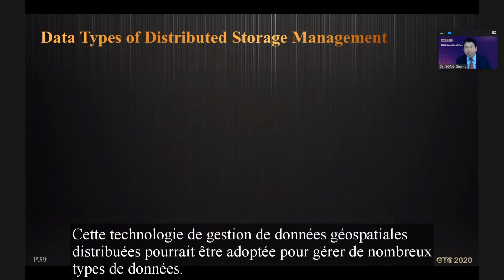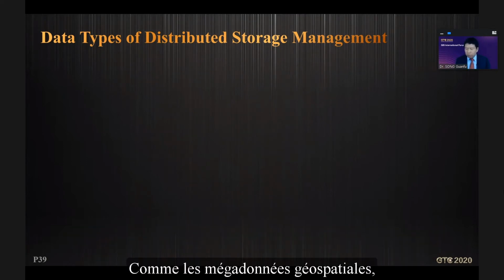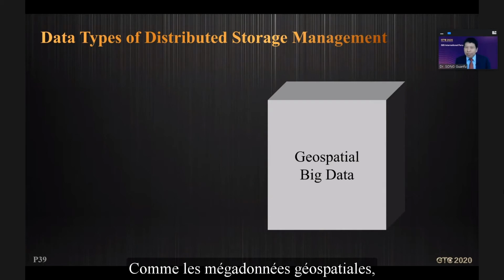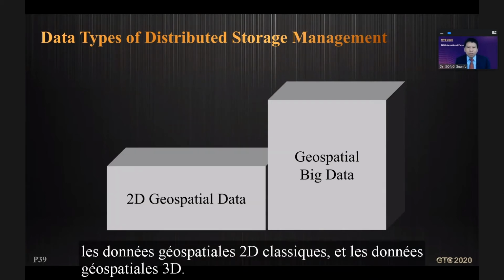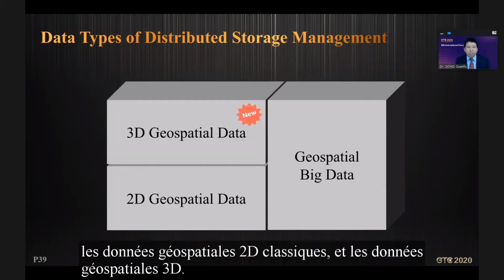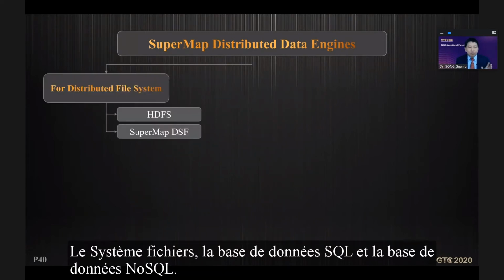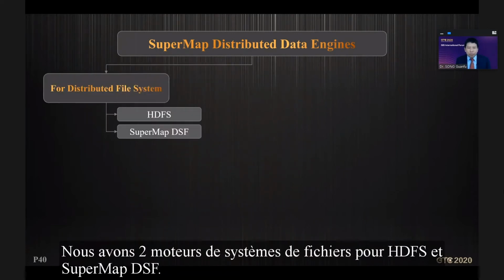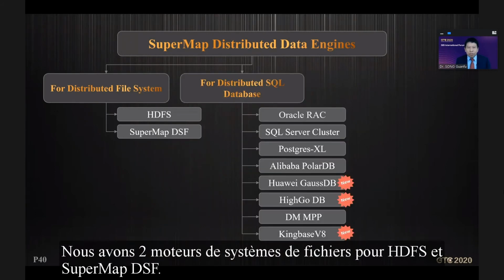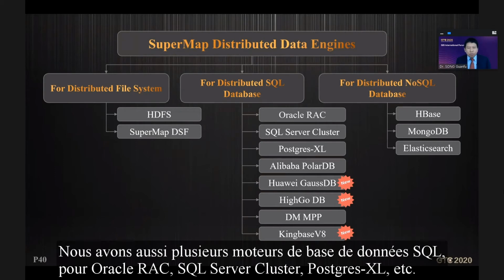Distributed geospatial data engine technology can be adopted to manage many types of data, including geospatial big data, classic 2D geospatial data, and 3D geospatial data. SuperMap distributed data engines include three types. We have 2 engines for file system, 8 engines for SQL database, and 3 engines for NoSQL database.